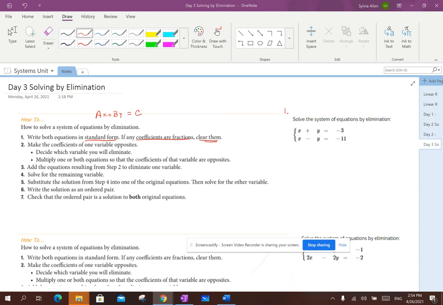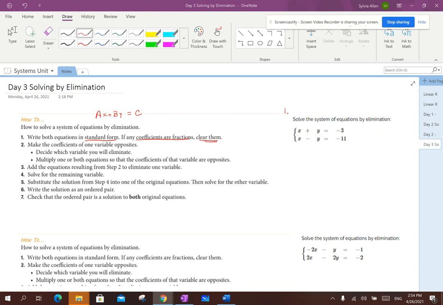And so the second thing that you want to do is to make the coefficients of one variable opposites. Okay, that's very important. This is very big. So basically, if you want to get rid of your x's, you're going to make them opposites. The y's, if you want to get rid of them, you make them the opposites. And so there's a couple of options that you have. So the bottom line is you have to make the coefficients opposite.